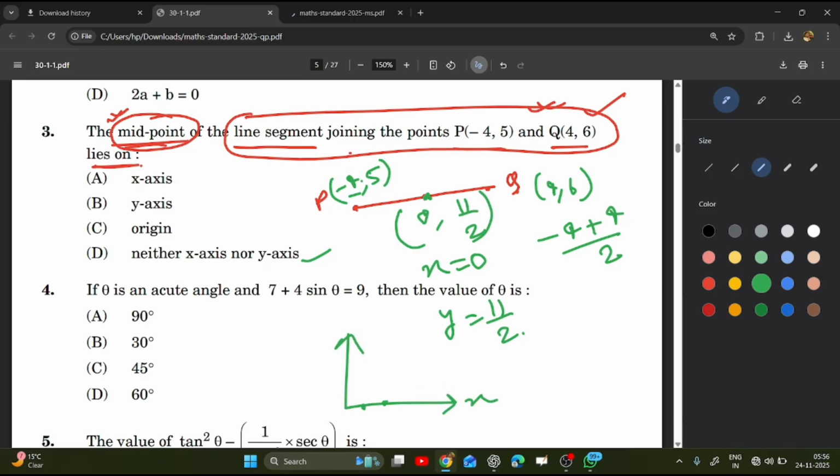On the x axis there is some value of x, but y is always 0, but on the y axis x is always 0. So according to this rule we can say that this point lies on the y axis. So option B is correct.